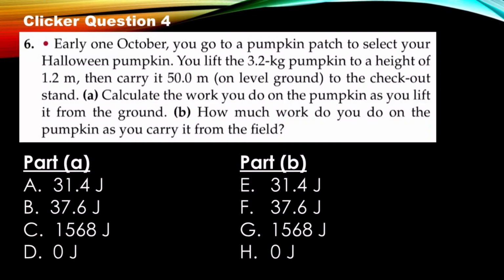Okay, so now we're starting to do some calculations here. For this one, it says early one October, you go to a pumpkin patch to select your Halloween pumpkin. You lift the 3.2 kilogram pumpkin to a height of 1.2 meters, and then carry it 50 meters on level ground to the checkout stand. Calculate the work that you do on the pumpkin as you lift it from the ground. How much work do you do on the pumpkin as you carry it from the field? Okay, so go ahead and take a couple minutes to work on this one.